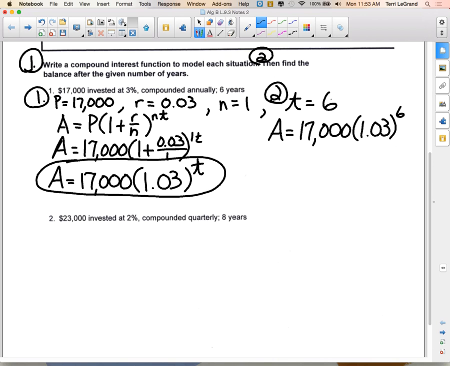Round it to the nearest what? What do we round these to? The nearest hundredth, which is pennies, right? Yep.